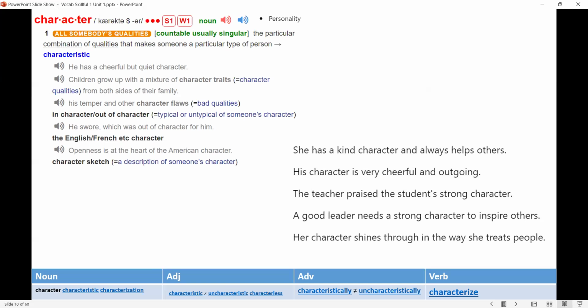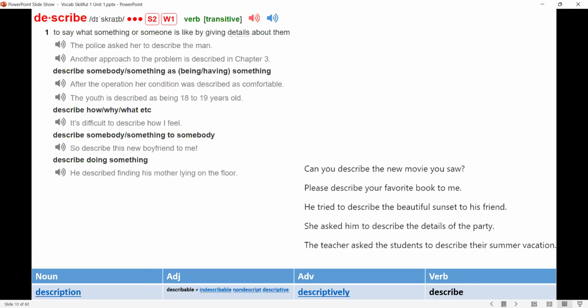Character. Character refers to all the qualities, the particular combination of qualities that makes someone a particular type of person. So character refers to your personality, to your traits, to the qualities that make you who you are. Example, she has a kind character and always helps others. His character is very cheerful and outgoing. The teacher praised the student's strong character.